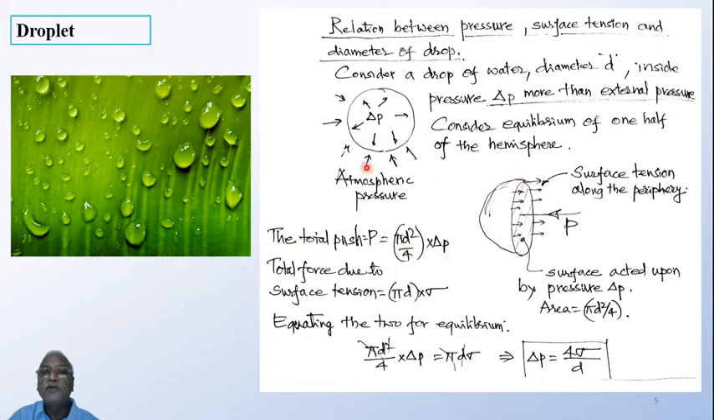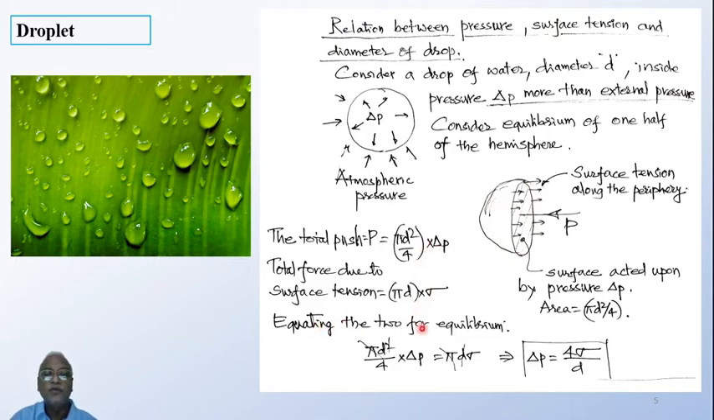But the two halves are held together because of the force acting on the periphery due to surface tension. So surface tension will be acting all along the periphery. What is the length of the periphery? It will be nothing but pi d, because d is the diameter, and force per unit length is sigma. So the total force acting along the periphery will be pi d into sigma. And when the drop exists, these two forces should be balanced.